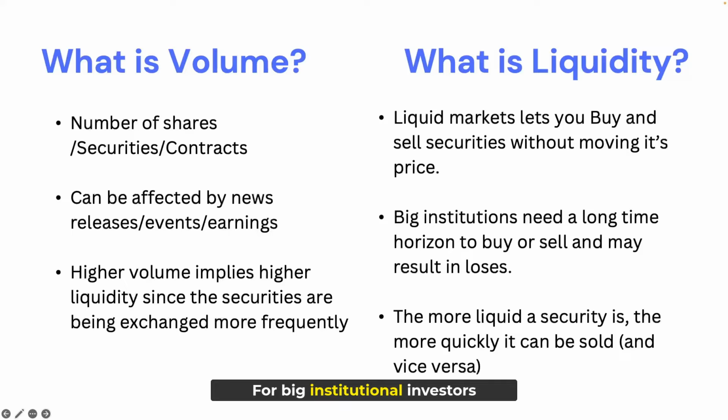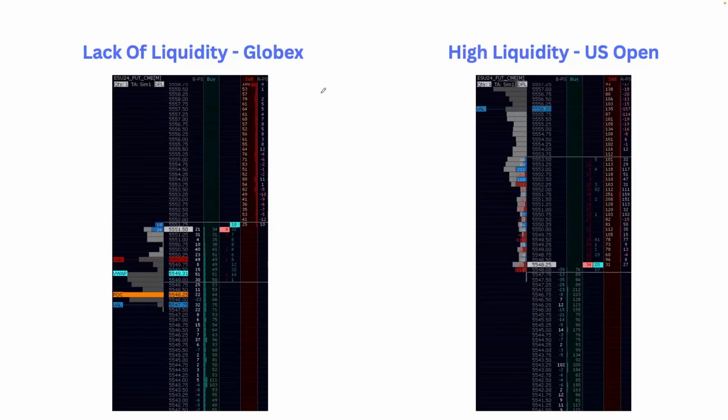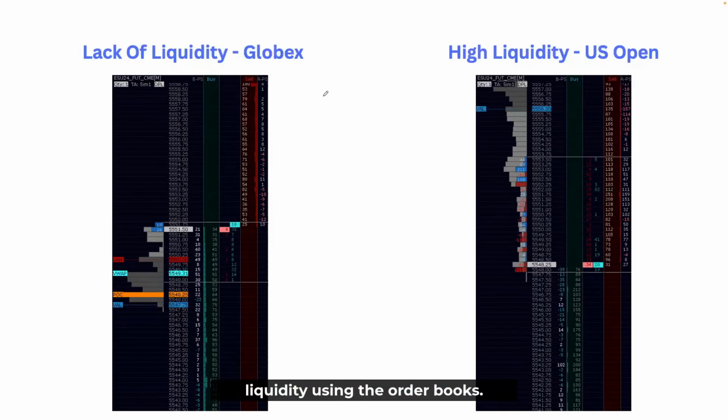For big institutional investors, they need a long time horizon to buy or sell positions. Otherwise, they will start to impact the price of those securities. Now let's further understand liquidity using the order books. This is from ES. This is an order book from the Globex session known as overnight. And this is the US Open.